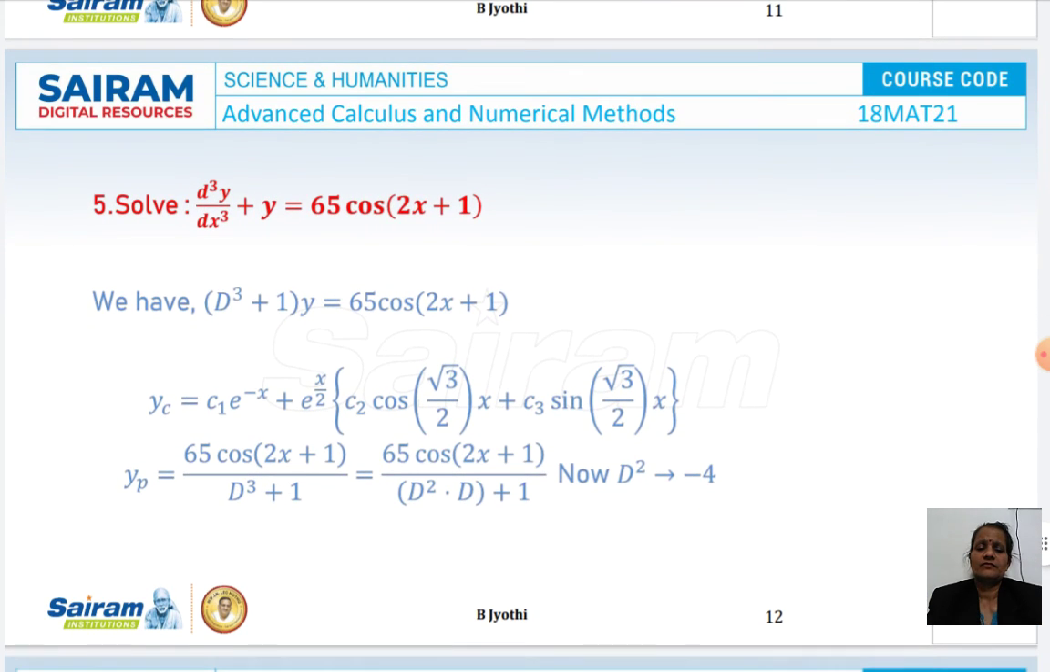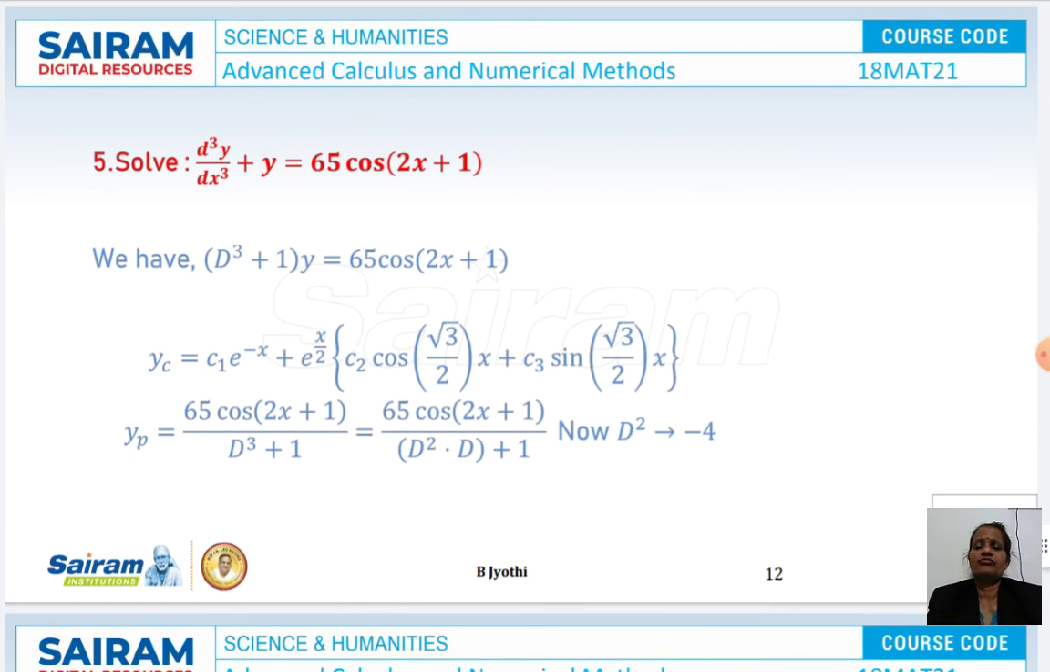Next question. Solve d cube y by dx cube plus y is equal to 65 cos of (2x plus 1). So on solving the auxiliary equation, we get the roots as minus 1 and 1 plus or minus i root 3 by 2, all over 2. That gives yc as c1 e power minus x plus e power x by 2 (c2 cos root 3 by 2 of x plus c3 sin root 3 by 2 of x).